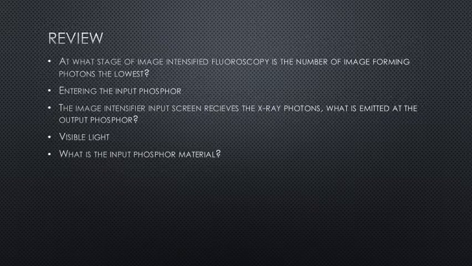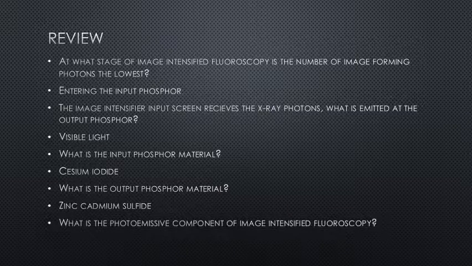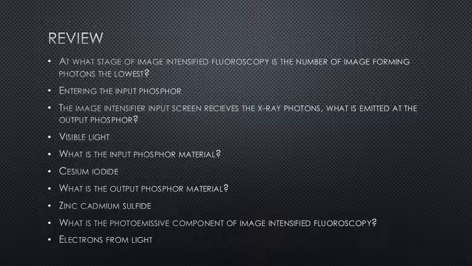So what is the input phosphor material? It's cesium iodide. And the output phosphor material is zinc cadmium sulfide. And the photoemissive component of the image-intensified fluoroscopy takes the light and makes electrons from it. So it's the photoemissive property or component.